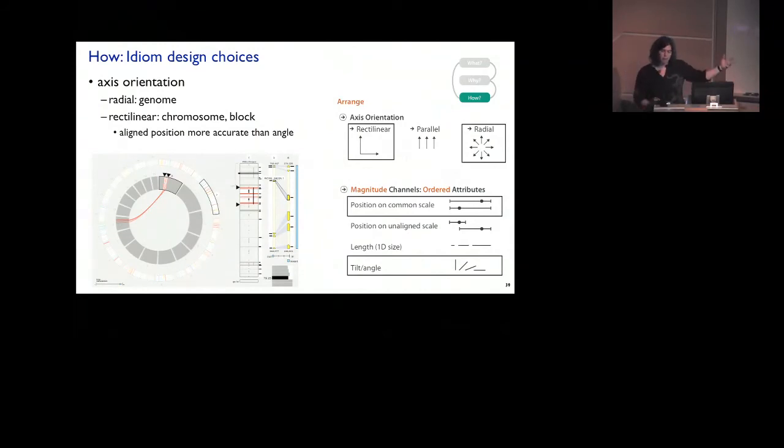Now it turns out, coming back to human perception, we are much more able to make precise comparisons when we have aligned spatial position than making perceptual judgments about angles. So there are trade-offs about when you use angles and when you use rectilinear spatial position. Not going to get deeply into that today. I just want to make you aware that there are some known facts about the accuracy of perception of these different ways to visually encode the information.